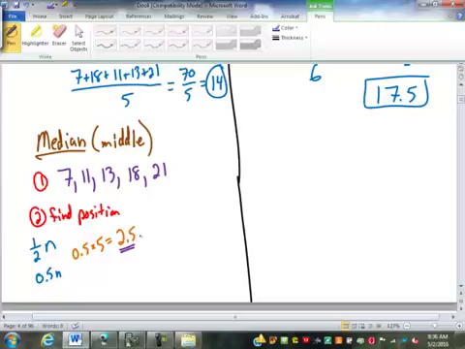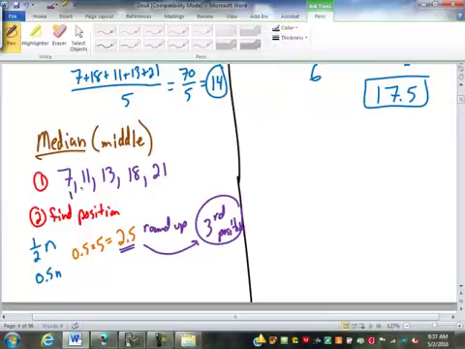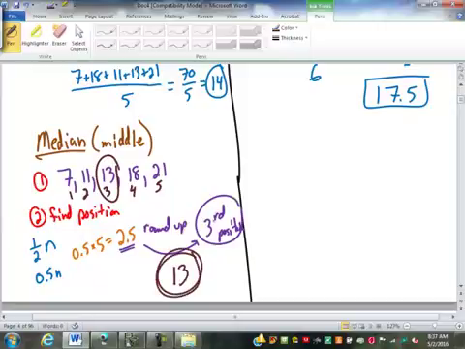So when this comes out to be a 0.5, you round up. 2.5 rounds up to 3. The number in the third position is our median. What's the number in the third position? 1, 2, 3. If I label them all up, 13 is the third number in the list. 13 is our median. It's in the middle of the numbers.